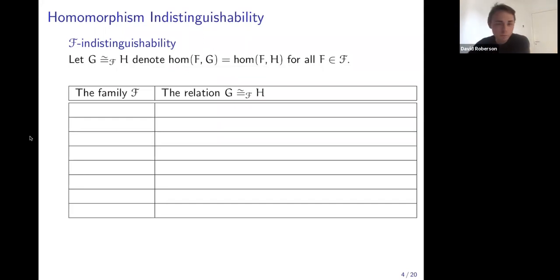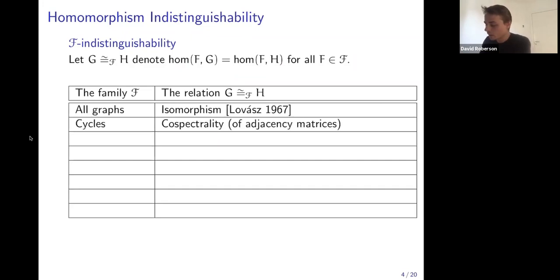And in fact, you probably know some relations that can be defined this way, other than isomorphism, of course. That's the first one we already saw. But then, of course, it's an algebraic graph theory conference, so we all know what cospectrality is, probably, meaning that the adjacency matrices have the same eigenvalues. And this is the same thing as having the same number of homomorphisms from cycles. You might have heard this result phrased as, it means that the two graphs have the same number of closed walks of any length. That's the same thing.